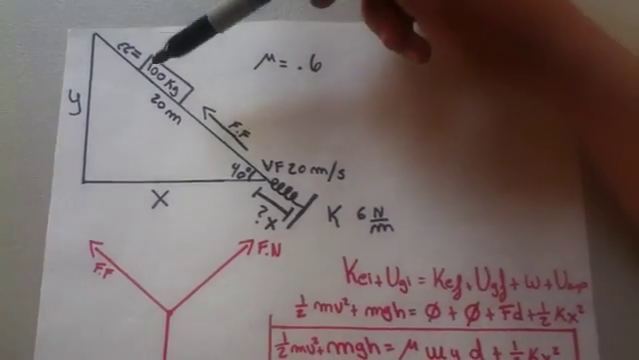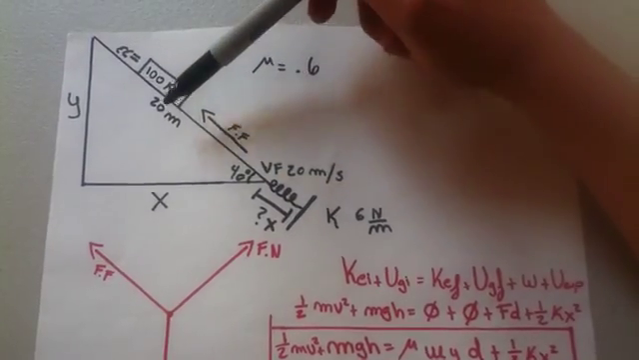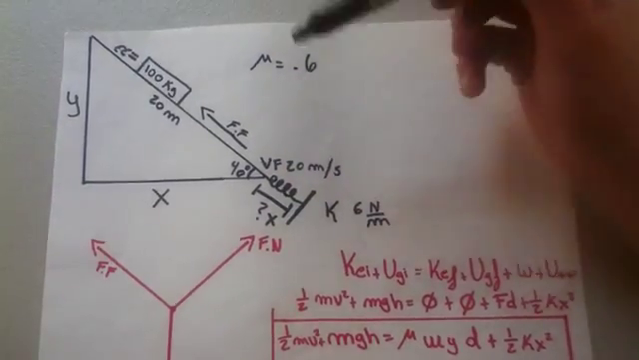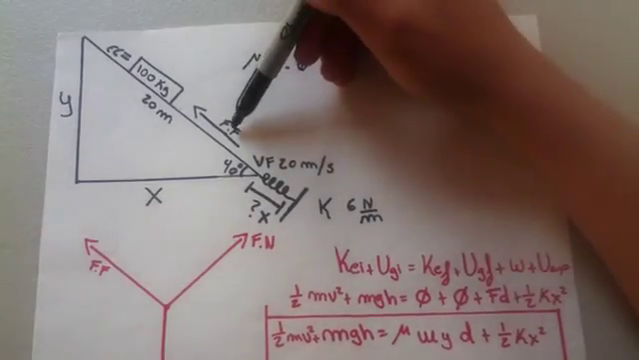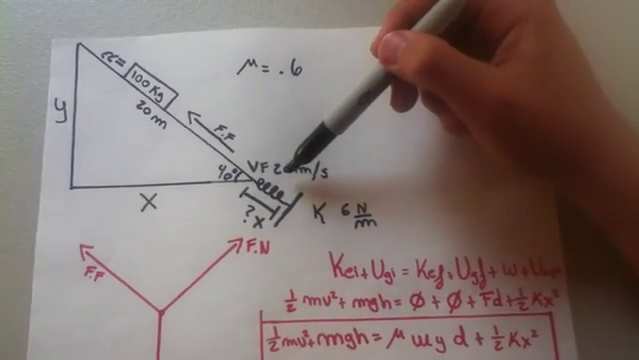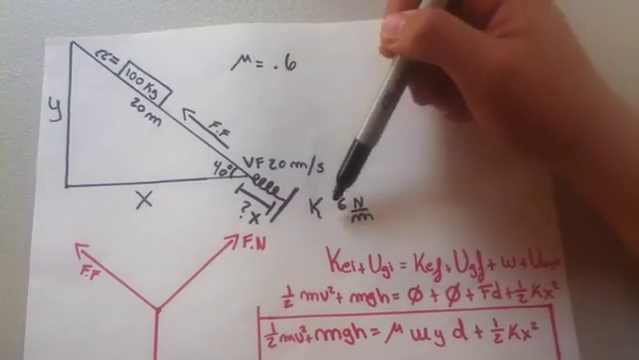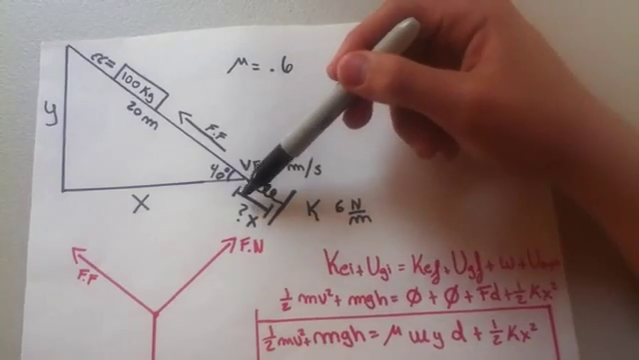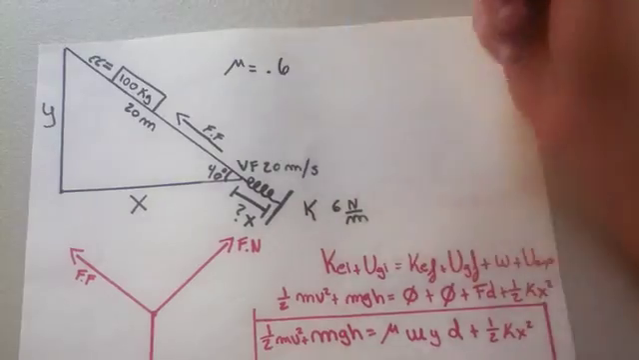Now, in this problem, we have a 100-kilogram object sliding down a 20-meter slide with a 40-degree incline angle. The problem gives us the coefficient of friction acting on our object, and it also gives us the velocity at which the object hits the spring and the resistance of said spring. We want to know how much distance the spring retracts when the object hits it.